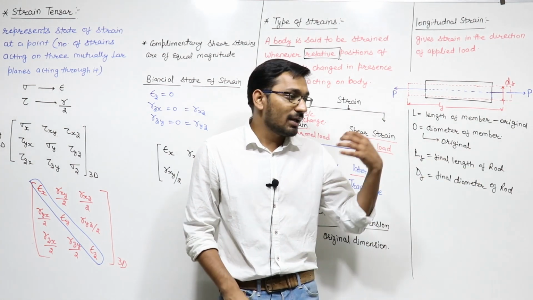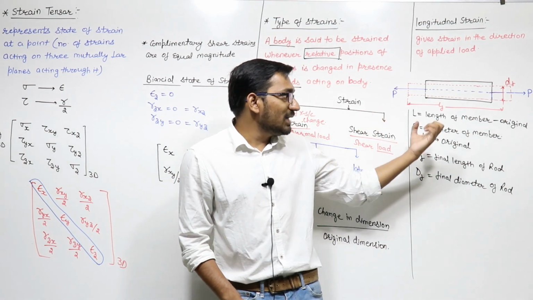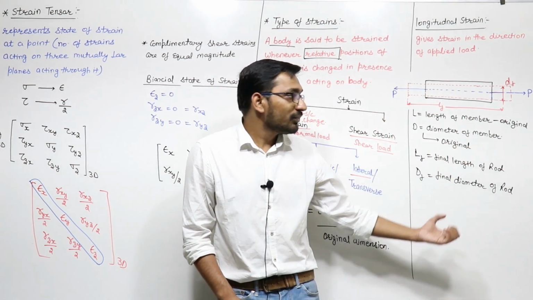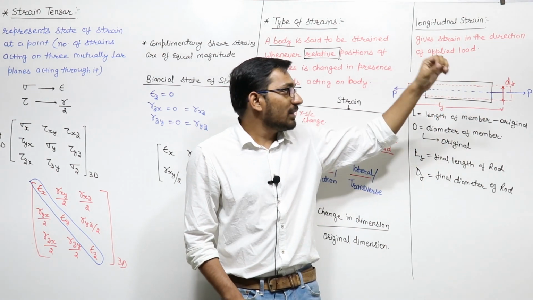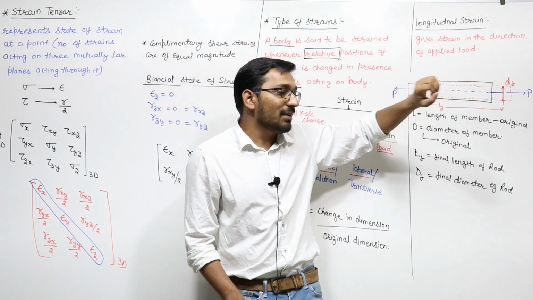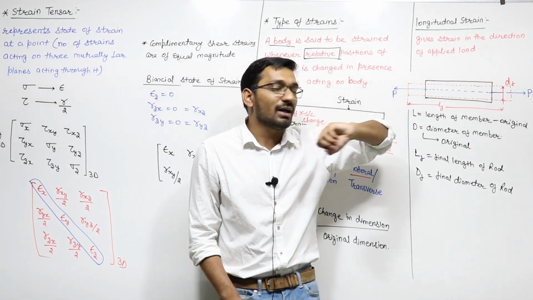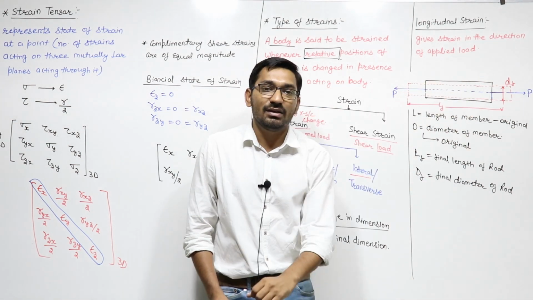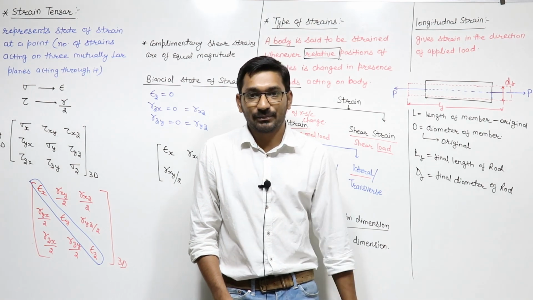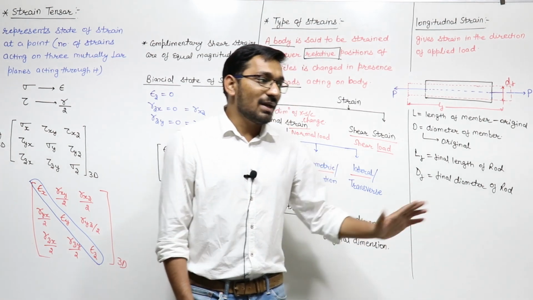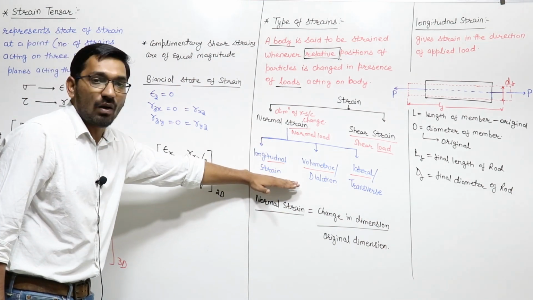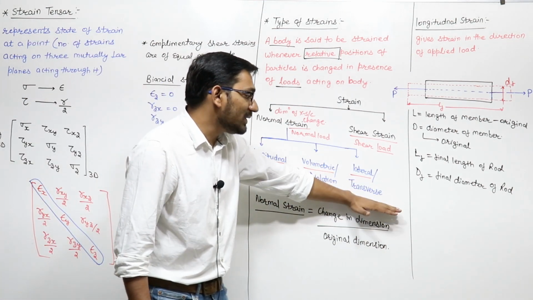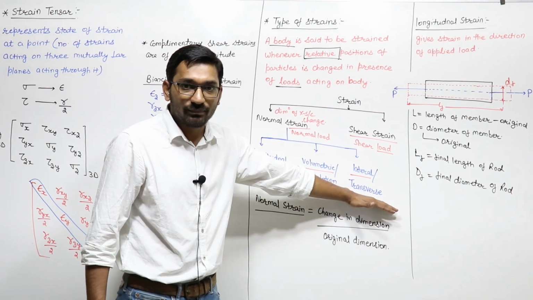So we have two strains. One is the change in length upon original length. The length is increased, so this is a tensile strain. Another strain is the change in diameter upon original diameter. The diameter is decreasing, so it is a compressive strain. Both of them are normal. So the normal strains are of two types: one is the longitudinal strain and one is the lateral strain.